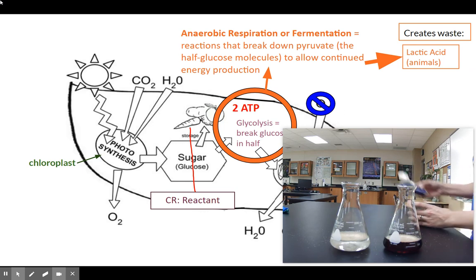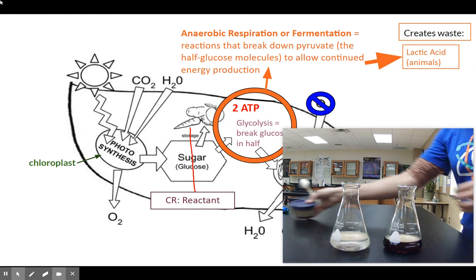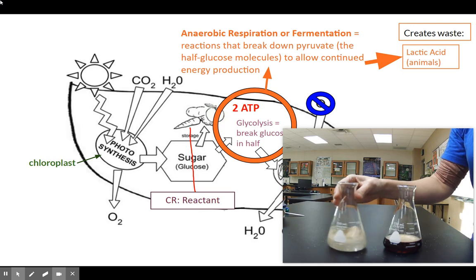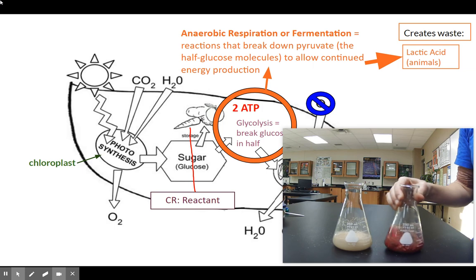And then I'm just going to shake them up a little bit so that all of the yeast are down in the liquid. Give that one a little bit of a shake. Give that one a little bit of a shake.